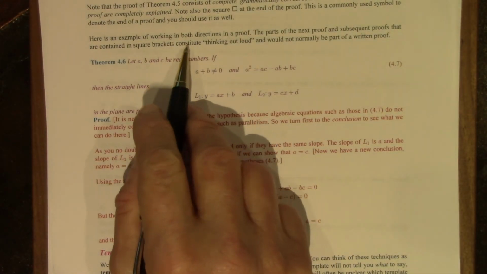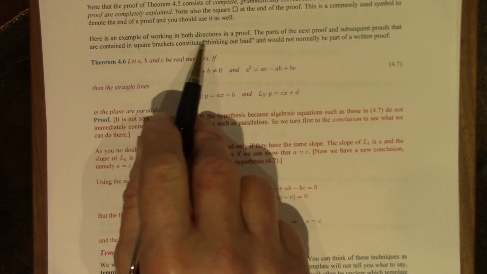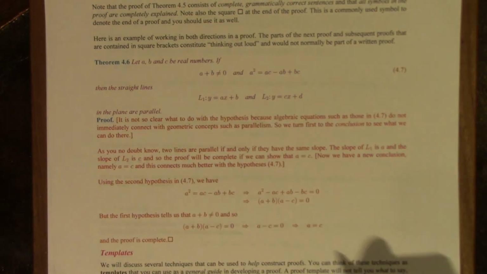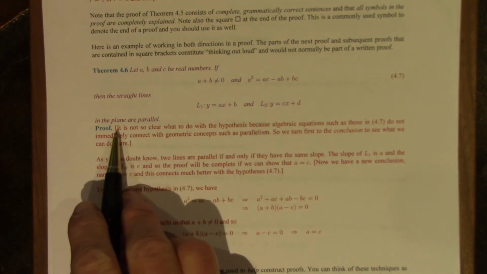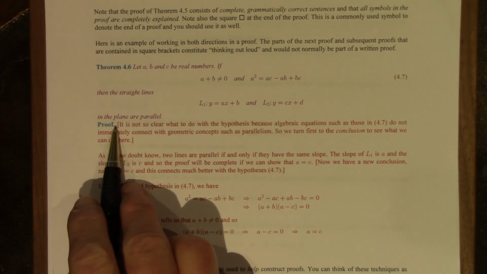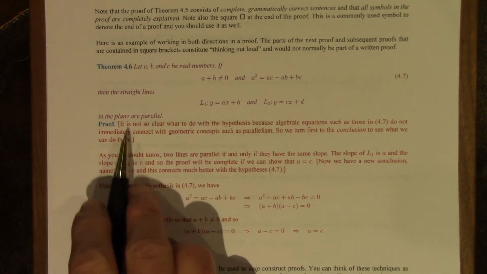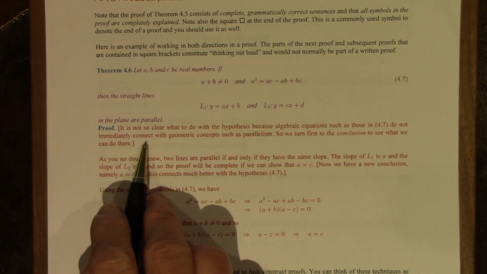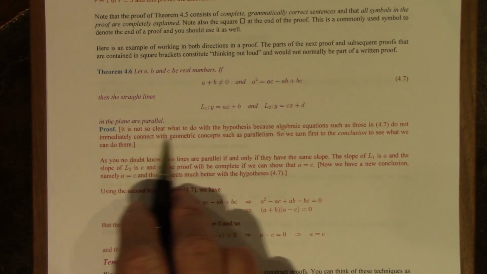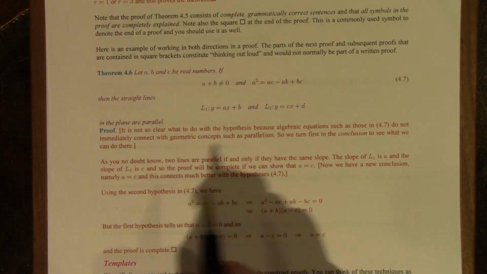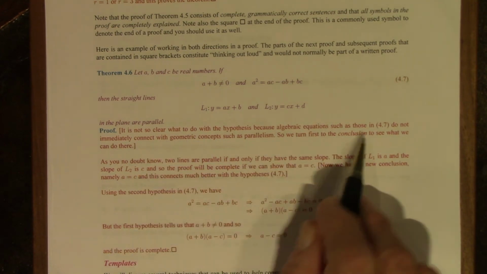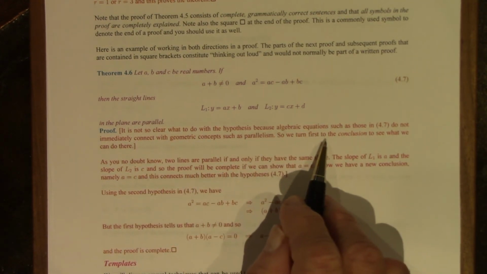Here's an example of a proof working from both directions. It's very short, so it's not a complicated example. I'm going to include at least a couple of parenthetical remarks in the proof, and I'll put them in square brackets. This is thinking out loud. This would normally not be included in a proof, but since you're in the business of learning proof techniques right now, I wanted you to see my thinking.